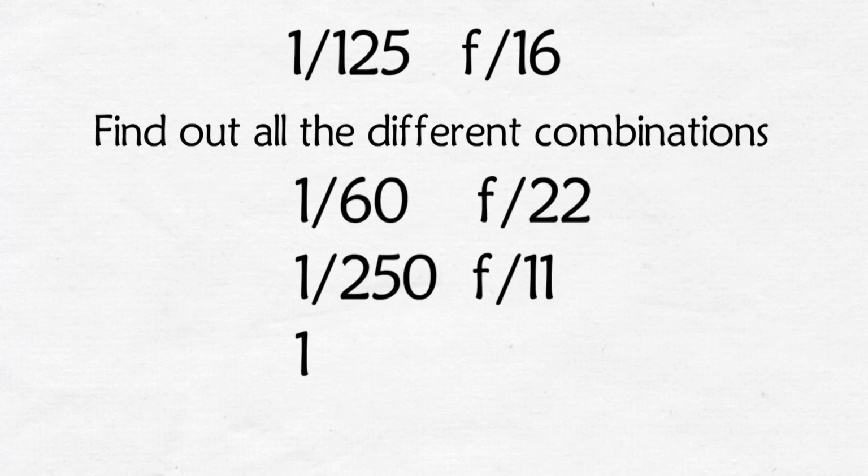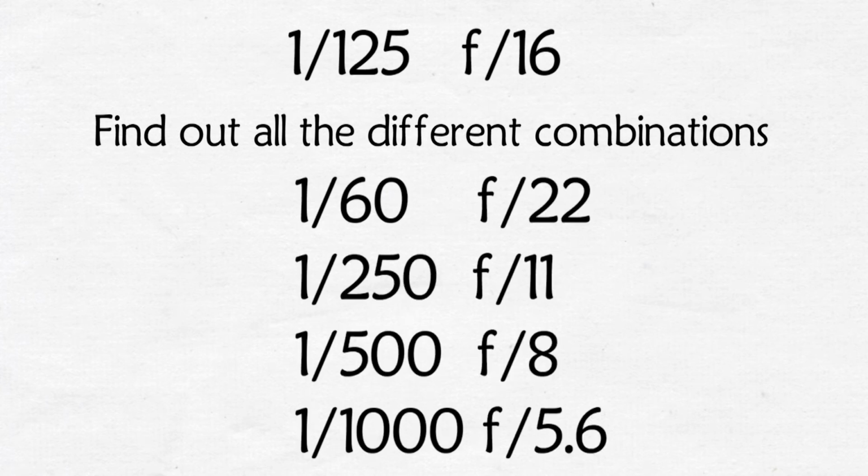Here are the combinations. How many did you people get? I got 1, 2, 3, 4. I got 4 other combinations. I do not know how many you got, maybe. So, let us check out all the combinations. As I told you, after 1 by 125, it is 1 by 60. 1 by 60, I am allowing more light through the shutter speed, so I got to cut out 1 stop. So, I go to f22.